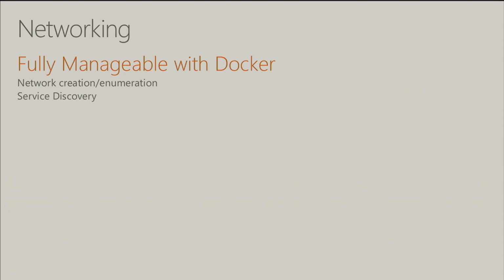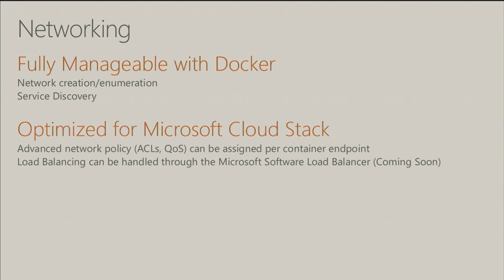So what about networking? Everybody's favorite topic. Our networking stack is fully manageable through Docker, including network creation, enumeration, service discovery. We've been working hard to add all of these things into the Docker management stack. Docker has a notion of plugins that allow us to really integrate these things well into the Docker ecosystem. We've really done a lot of work to try to optimize this for the Microsoft Cloud Stack. So it runs great in Azure, will run great in Azure Stack, and runs great on Server 2016 environments.